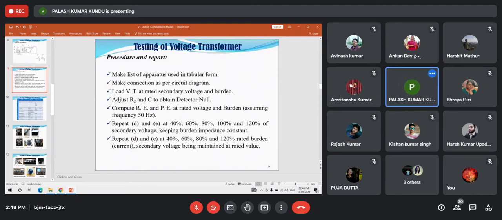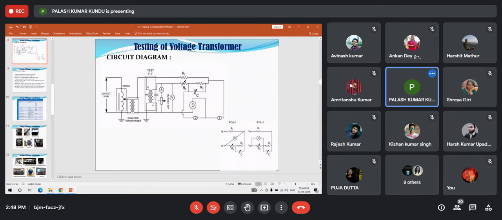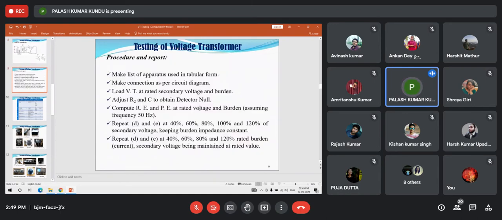Under this condition, the null is obtained by adjustment of the R2 resistance and the capacitance. A decade capacitance and a decade resistor should be used, so that we can get zero potential difference across this terminal. The null detector is generally a CRO, or cathode ray oscilloscope. We'll show how the null detector, that is the CRO, can be used for this purpose.